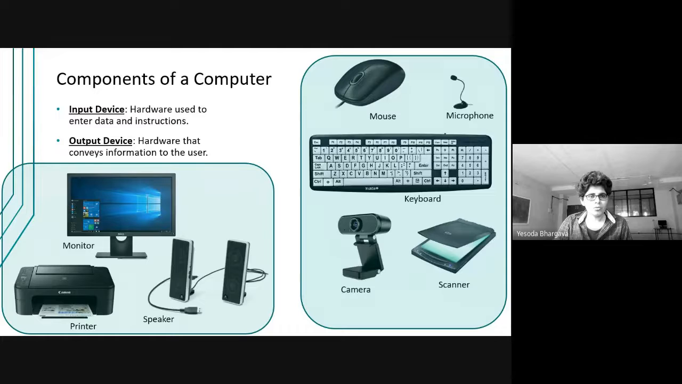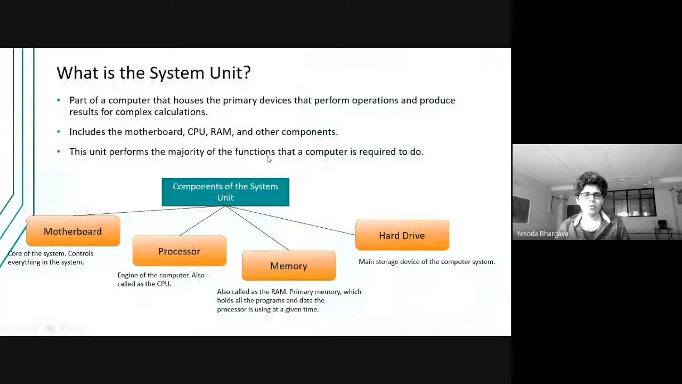Then coming to the output devices: obviously monitor, printer, and speakers, and these are very basic information about computers. Moving on to the system unit. The components of a system unit are the motherboard, the processor, memory, and hard drive. These four are the most important components of the system unit. The system unit is that box that we just saw, and it had the motherboard, processor, memory, and hard drive.